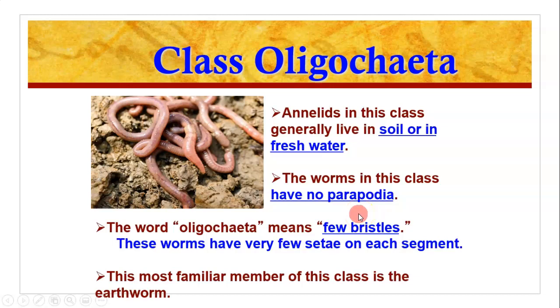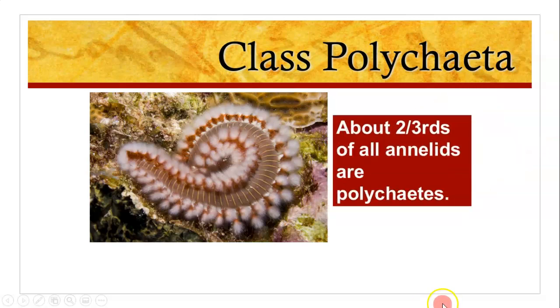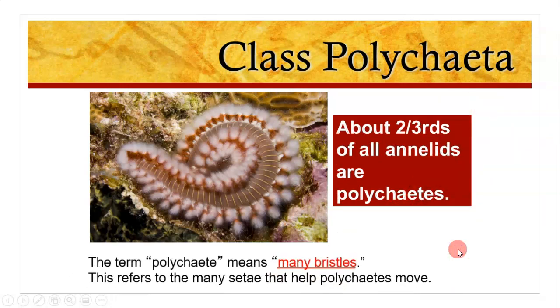Now, the second class is called the class Polychaeta, or the polychaetes, and this is the class that the bobbit worm that we're going to talk about tomorrow belongs to, which are terrifying. About 2/3 of all annelids are polychaetes, and that term polychaete means many bristles, so opposite from the oligochaetes, the earthworms, which is few bristles. These guys have a lot, as you can see in this picture right here. The bristles are these hairy-like structures that you can see all around. So this refers to the many setae that help the polychaetes to move.